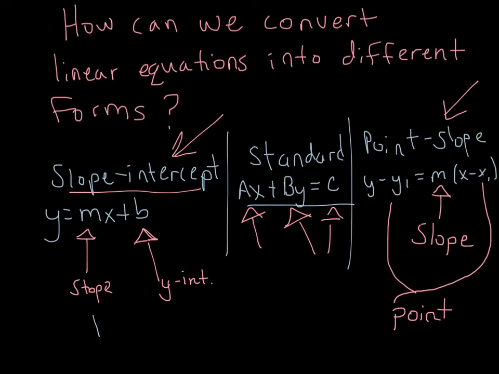Taking a look at point-slope form, the slope is right here at m, and y1 and x1 are just a point from the line. So it's a great way to get an equation if you just know the slope and one point from the line. Let's do a few example problems, where we take an equation in one form and convert it into another based on given information.